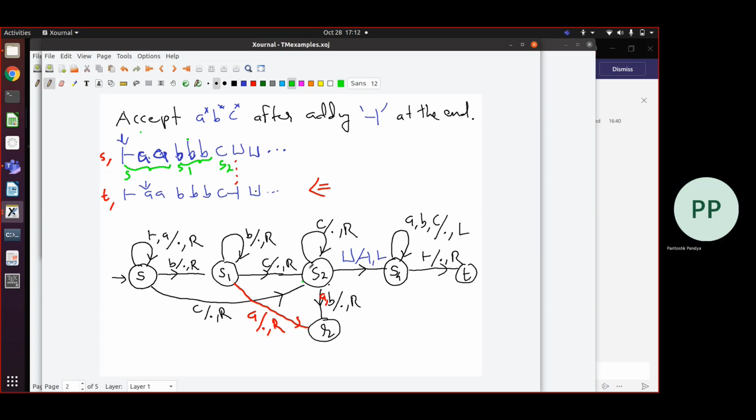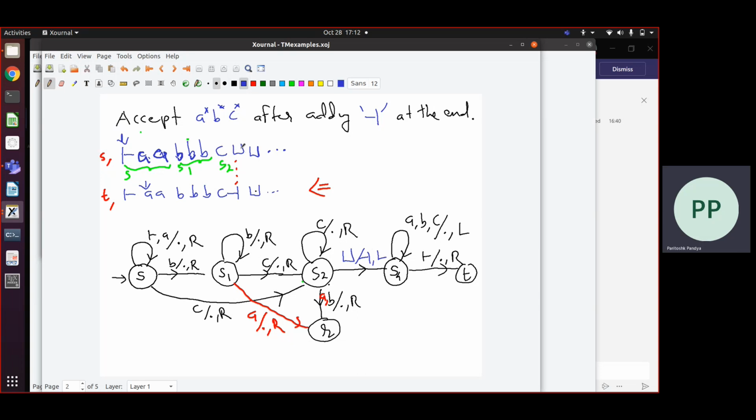And then on the other hand, if you find a C, then you skip all the C's till you hit the first blank symbol. So once you skip over all the C's and find the first blank symbol, you rewrite that blank symbol by the right hand marker. Okay, and you move one step to the left.